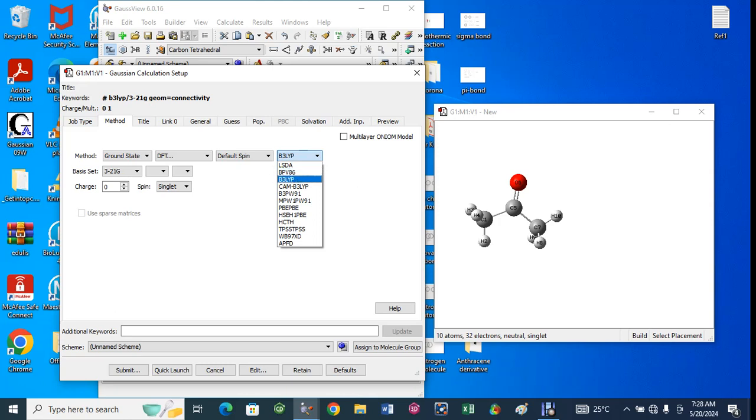A typical example of the hybrid functional is the B3LYP. We make use of this hybrid functional most of the time. These others are also hybrid functionals, but they are more advanced than B3LYP. We have the correlation functional, and then we have the exchange functional. The correlation functional here is the Becke, while the LYP is the exchange functional.